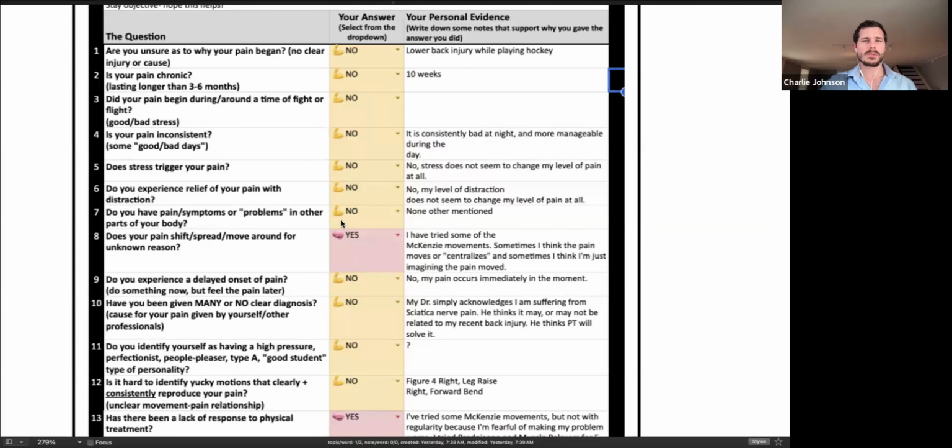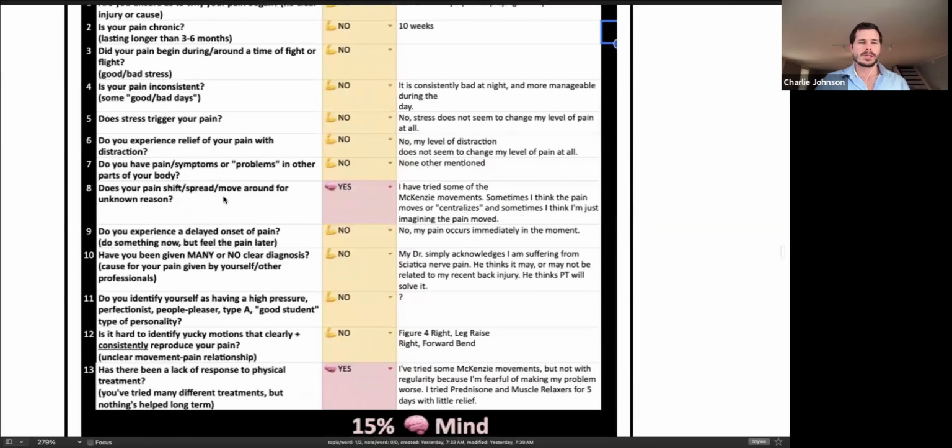Do you have symptoms or problems in other parts of the body? He didn't mention any. Does his symptoms shift around? He said maybe. Maybe that could have been a no, but maybe. Do you experience delayed onset of pain? No, in the moment. If you have a structural problem, as soon as you hurt yourself, you feel it now and you'll feel it later. You don't just experience delayed symptoms.